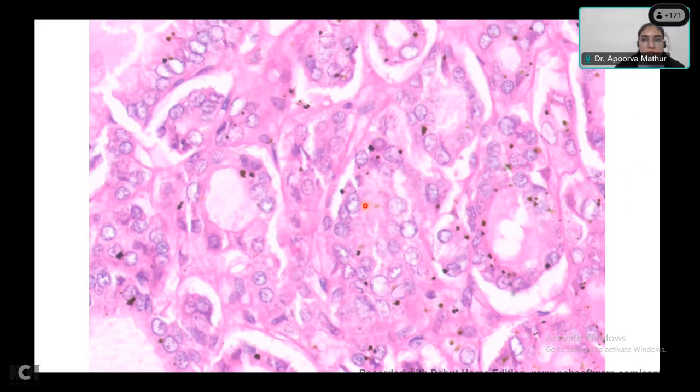Follicular. Thyroid tumors, what type of patterns have you seen? Follicular pattern here. That's it? In this case, follicular pattern. What other patterns should you look for? Anyone else?